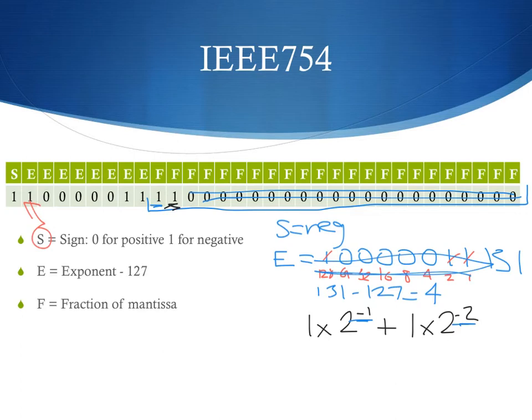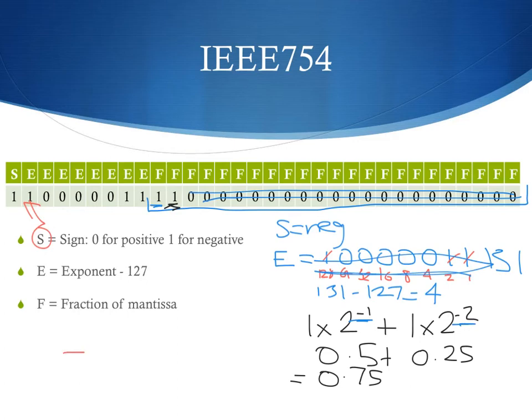Okay, so 1 times 2 to the negative 1 is 0.5. 1 times 2 to the negative 2 is 0.25, so that's going to come out as 0.75. Okay, it's going to sit at 0.75. So this big long IEEE 754 number converted looks like this. Here we're coming in for the win.